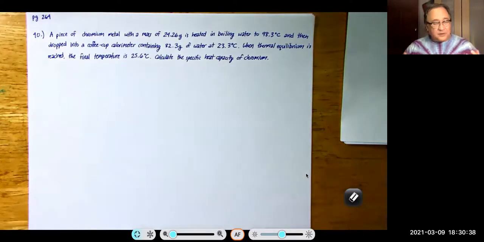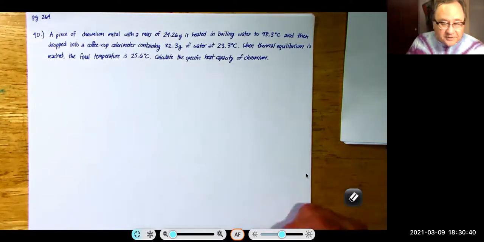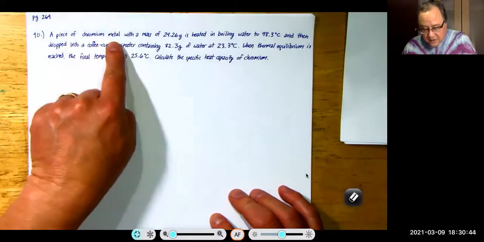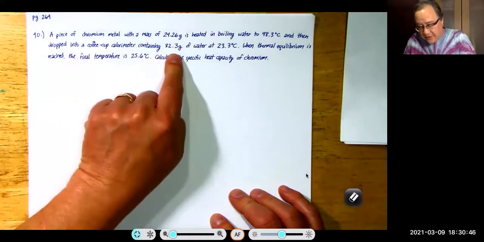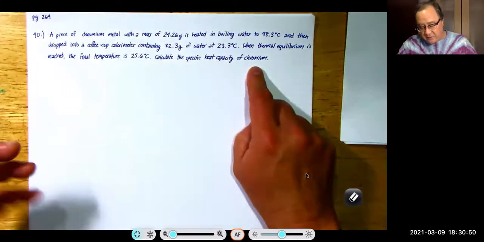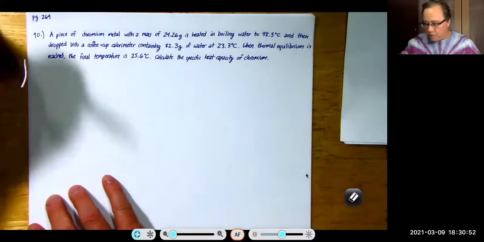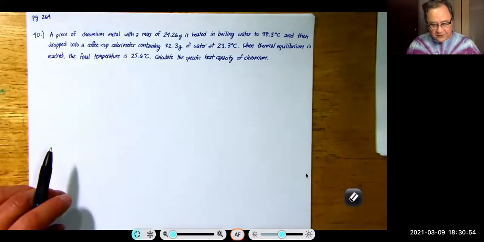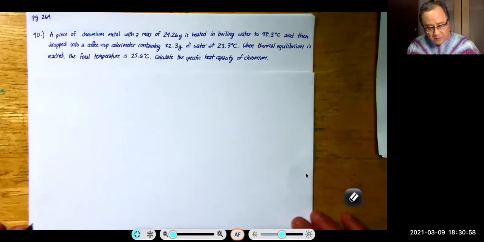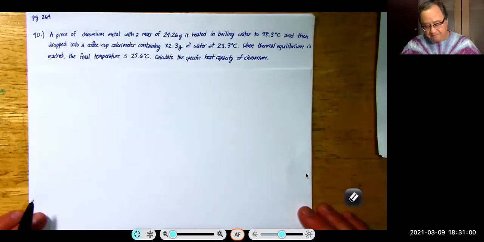This is almost exactly what you're going to do with the specific heat capacity lab. You're going to take hot metal and put it in water, see the temperature change, and calculate the specific heat capacity. So when we draw this out, and this is just like, I believe, problem 16 from the book, where we did it for molybdenum.